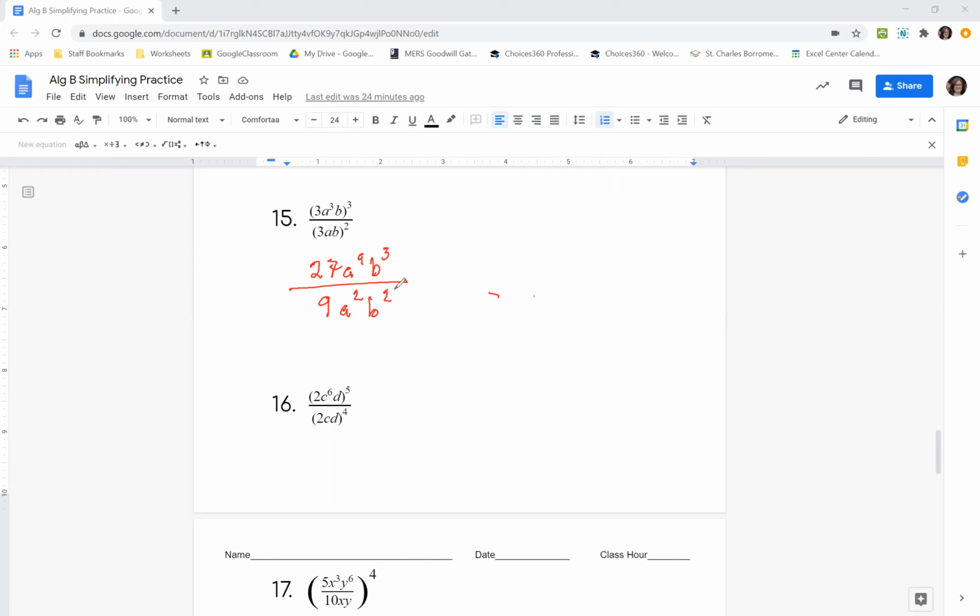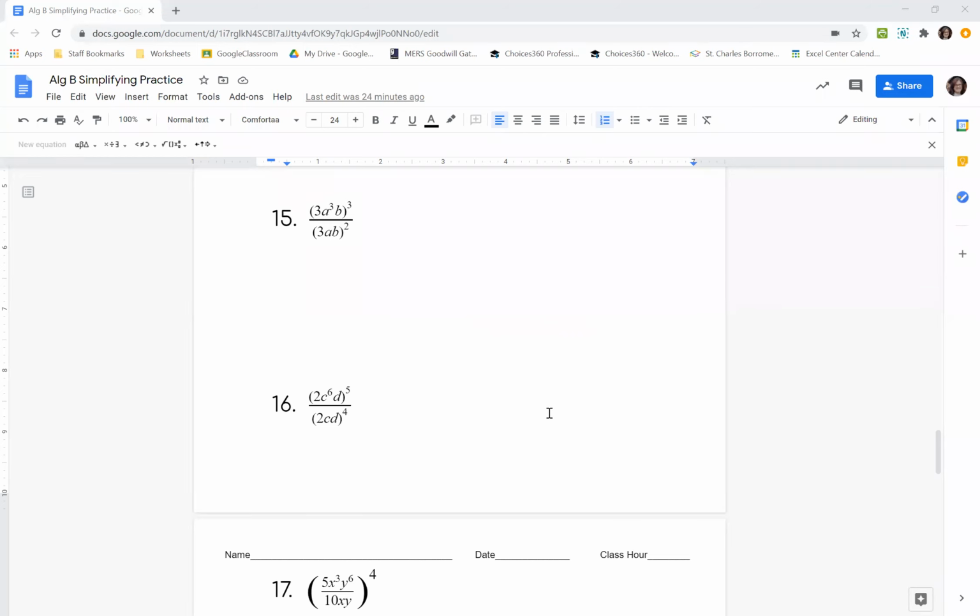So when we simplify, we want to make sure that we divide or simplify the fraction of the coefficients. 27 divided by 9 is just 3. I'm going to write this off to the side. A to the 9th divided by a squared, you're left with a to the 7th. And b cubed divided by b squared, you're left with b. So I'm simplified.